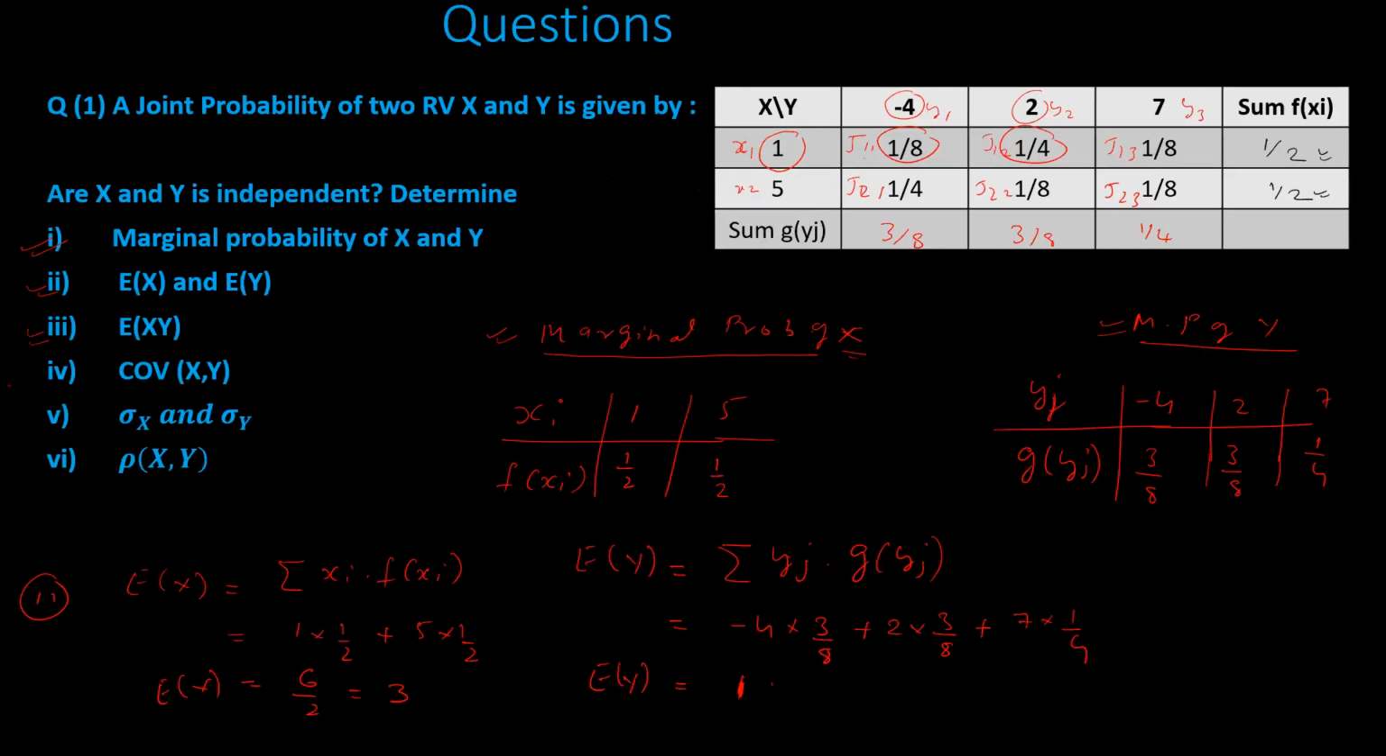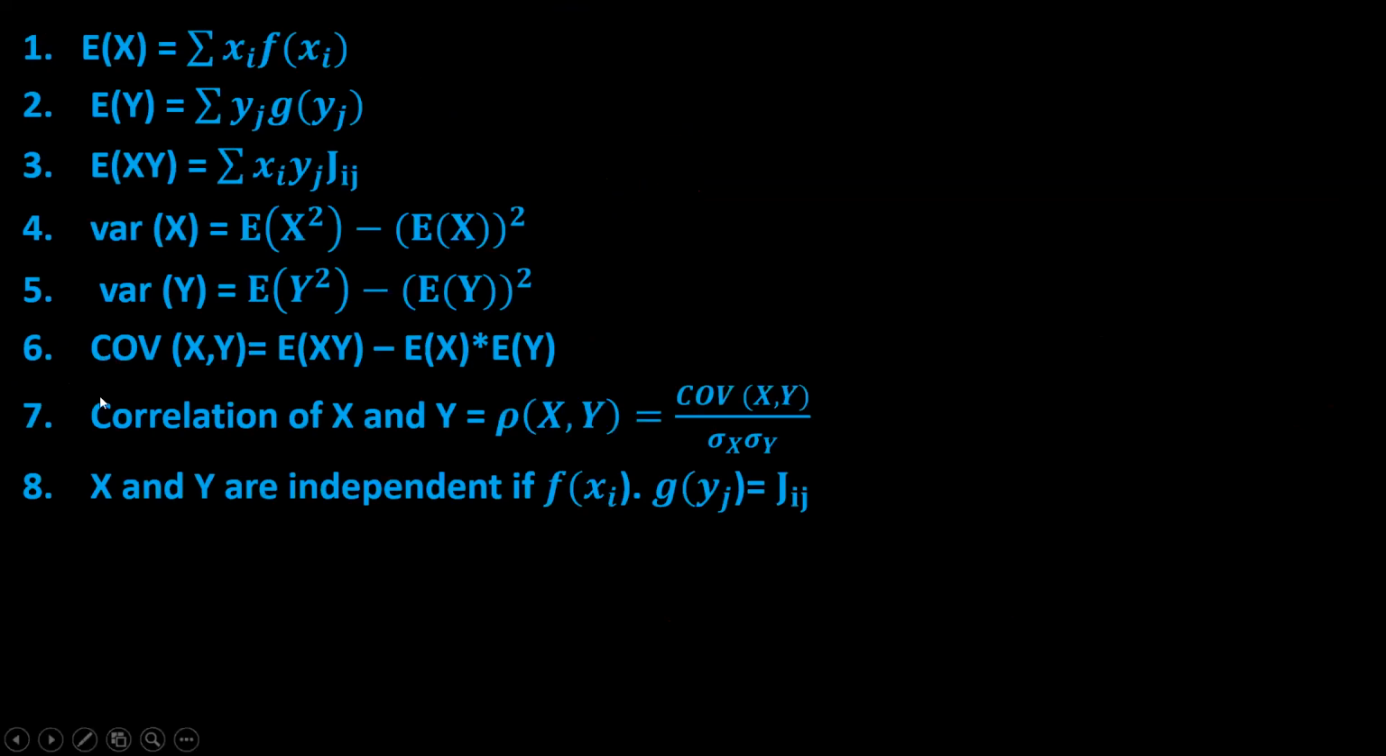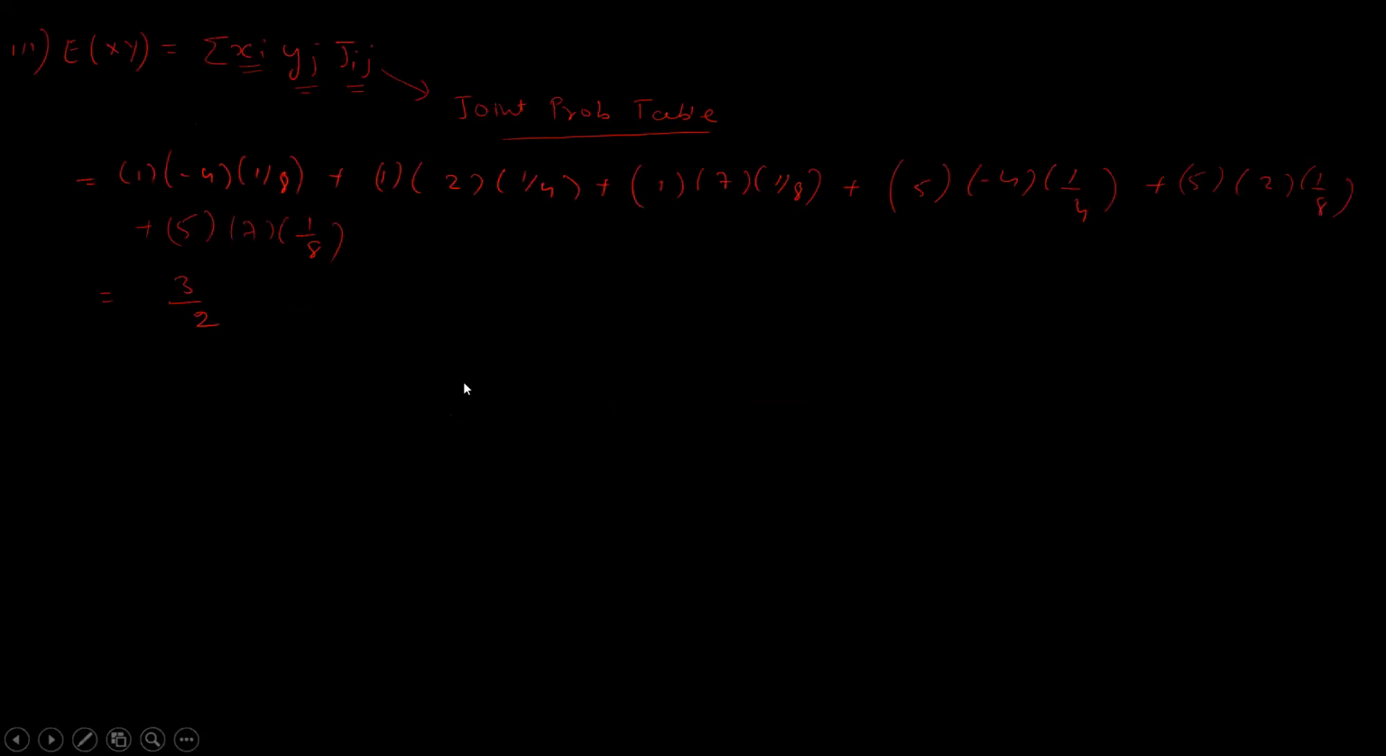I have to find the covariance of xy. And what is the formula of covariance of xy? Covariance of xy formula is E of xy minus E of x into E of y. So I will take this formula directly. So for this covariance of x comma y, which is nothing but E of xy minus E of x into E of y, both values I have already got.